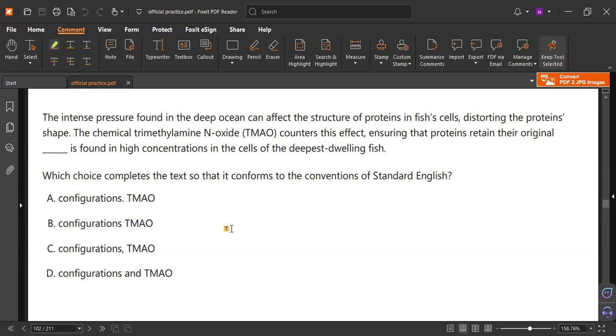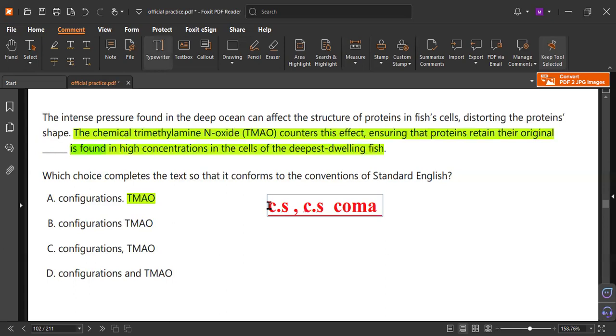It can be C, but C is a comma splice mistake because this is the beginning of a sentence. Look, here it's a new complete sentence. So we have a complete sentence and then a complete sentence again. Between them, you cannot use only a comma. So remember: complete sentence, comma, complete sentence is a comma splice mistake. That's why we call it wrong.